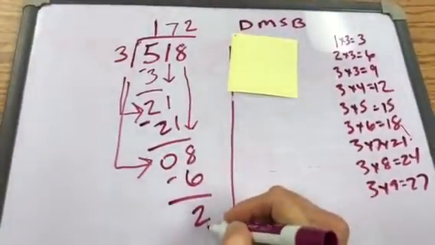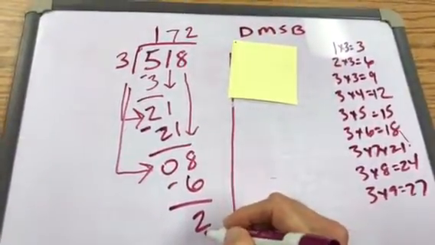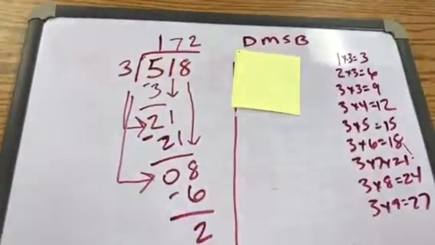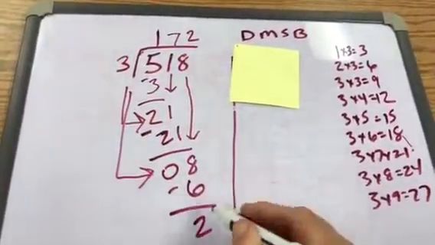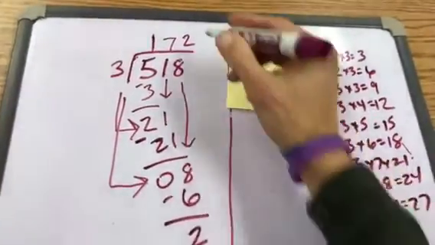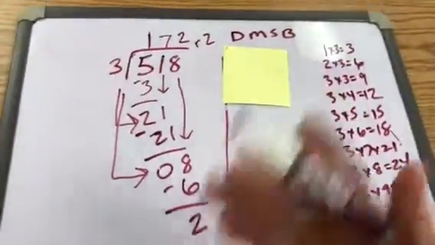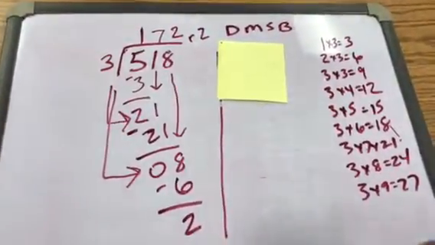I always need to make sure the number that I get, the difference when I subtract, is always less than this divisor. Otherwise I could take another group out. And 2 is less than 3. So I would just come up here and write R2.